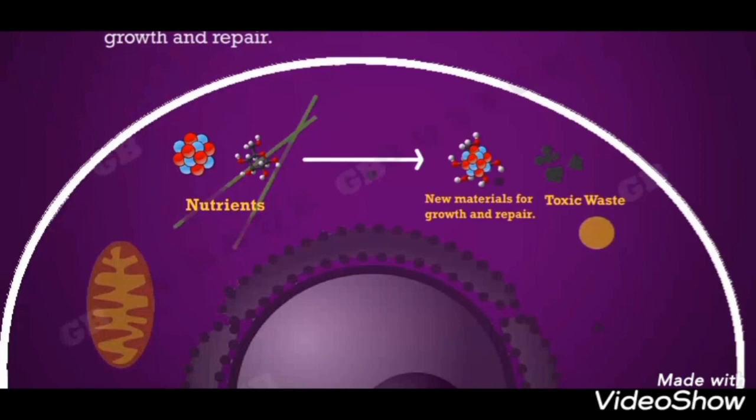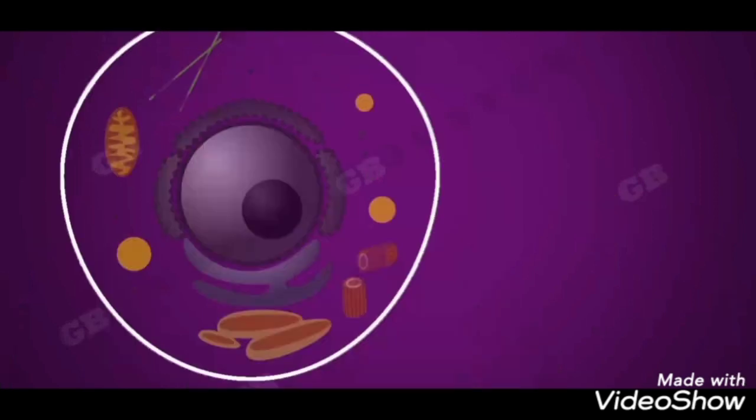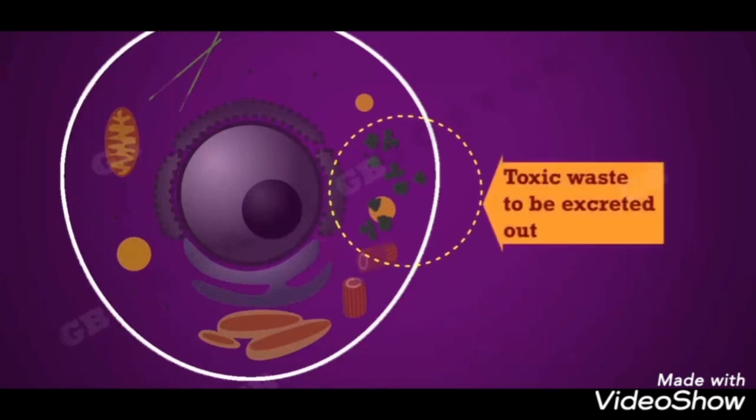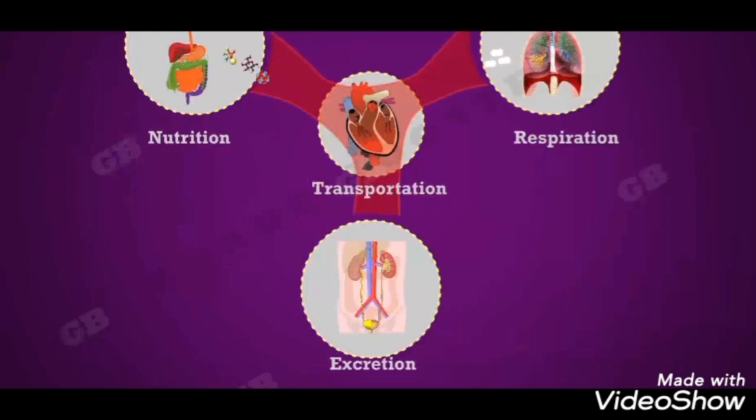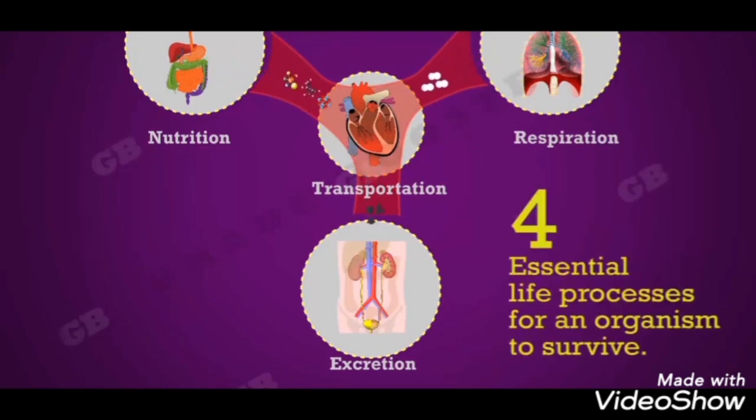While carrying out the above activity, cells generate certain molecules which are toxic waste to be excreted out of the body. Excretion is the life process in which living organisms excrete the toxic materials out of the cells with the help of the transport system. Transportation is the life process that helps in the transport of materials in nutrition, respiration and excretion. So nutrition, respiration, transportation and excretion are the four life processes for an organism to survive.